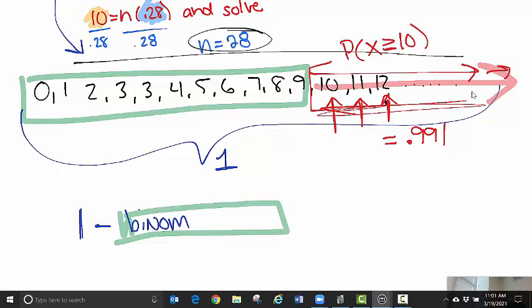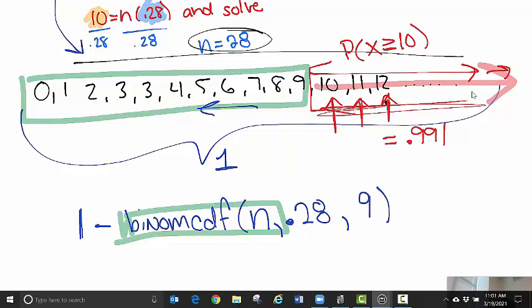binom CDF, because it adds up probabilities to the left. Okay. We don't know how many people we're going to survey, but we know the chance of them having a degree is 28%. And we want to subtract 9 people or less. And basically, they want you to just keep plugging in to this equation, plugging in all the different n's you could think of until you got to the lowest one that equaled 0.991.